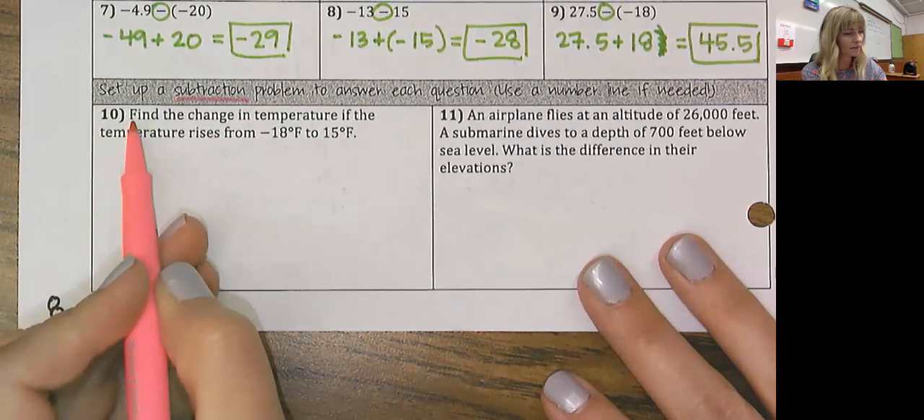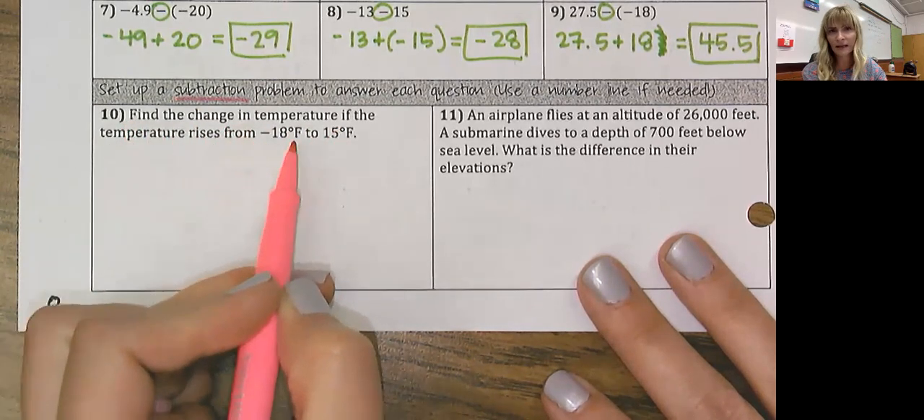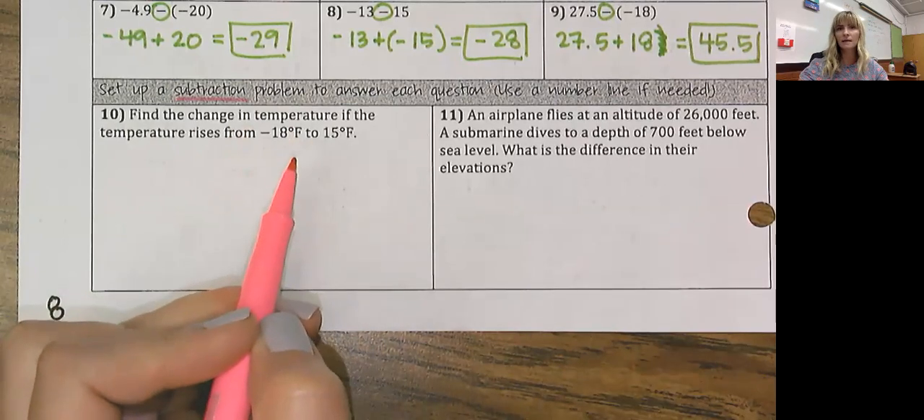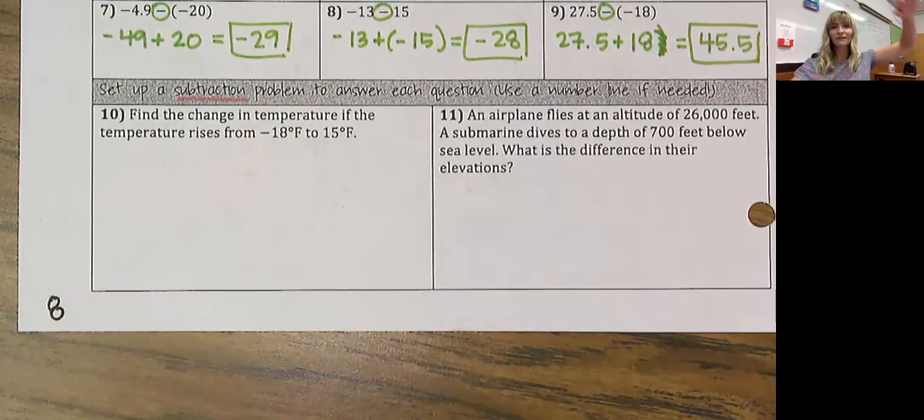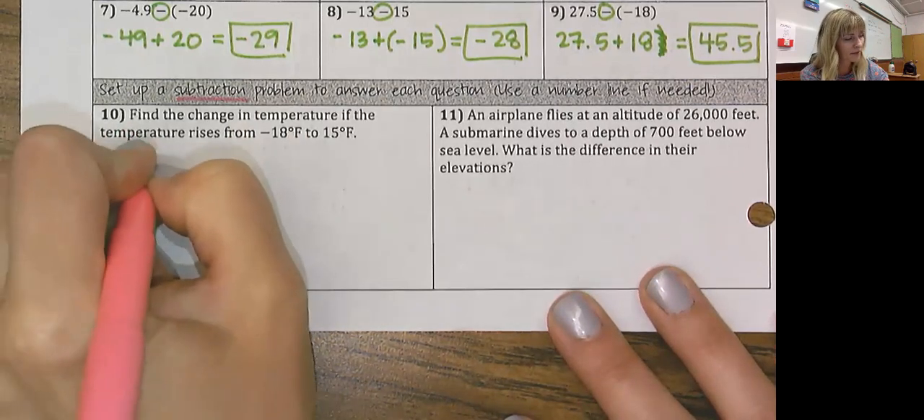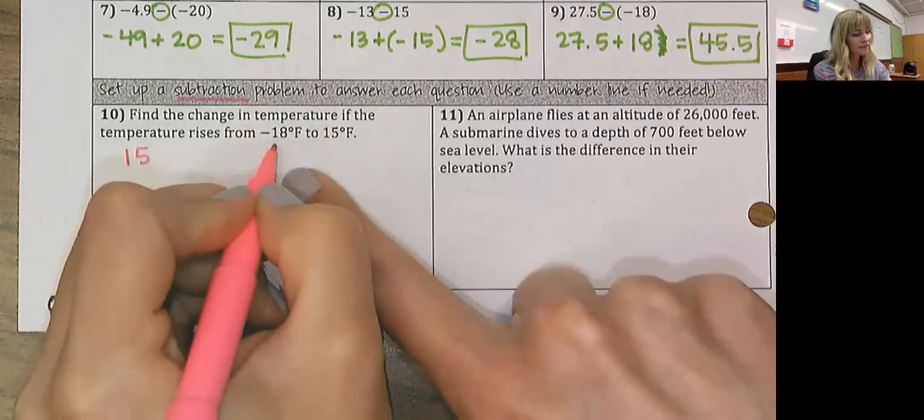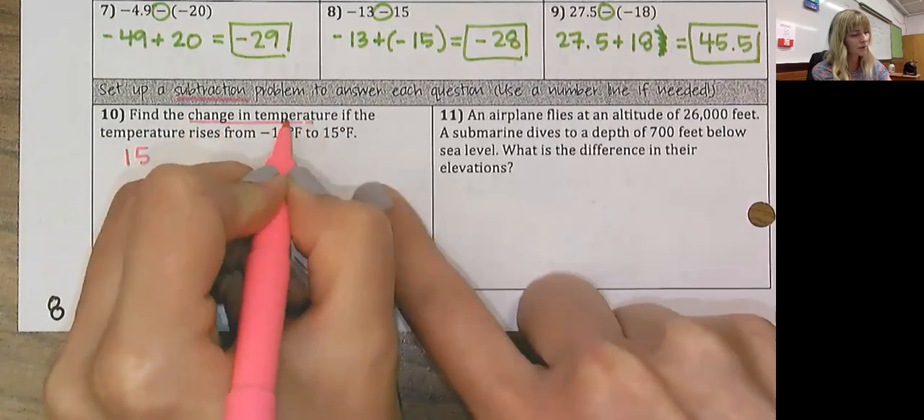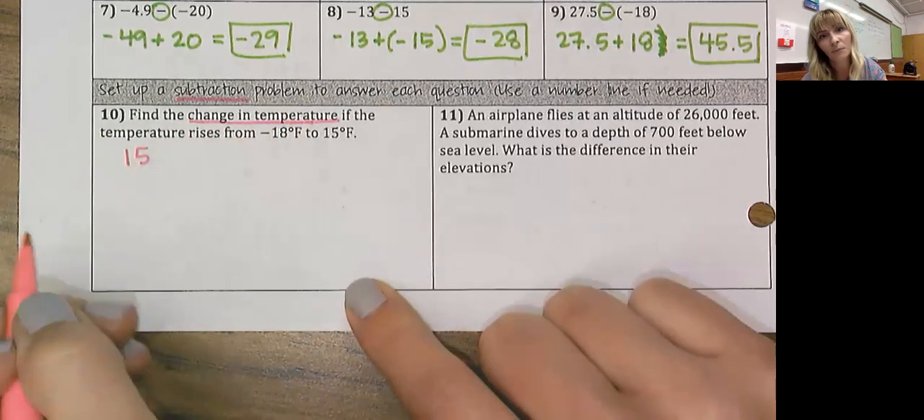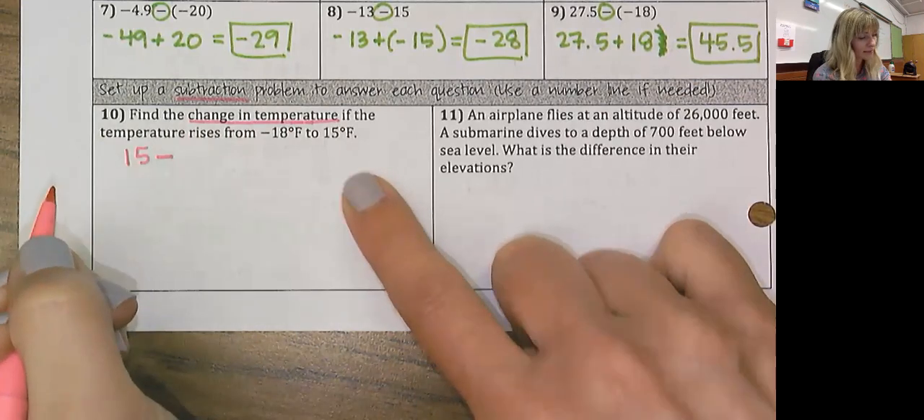So right here, number 10, find the change in temperature if the temperature rises from negative 18 degrees, that means the low it was at was negative 18, to positive 15. So this really is just like the extreme temperatures task we started with. So I am going to start with the positive value. It often makes more sense that way, and you'll see why. I want to know the difference. The change in temperature is another way of asking for the difference. How far apart are they? So difference does mean subtract, but what am I subtracting?